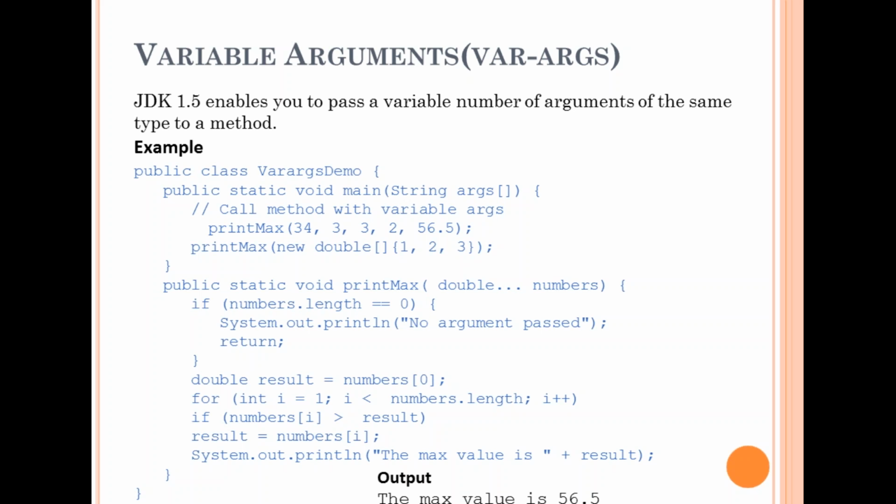The example of variable arguments is public class VarargsDemo. Call the method printMax with new double values. static void printMax(double... numbers). Here is where we use the variable arguments, double dot dot dot numbers, and the maximum value is printed as 5.6 in the output.